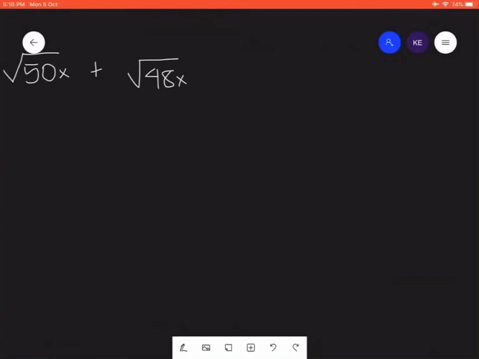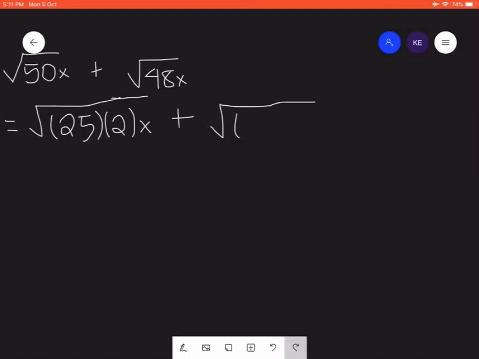We have square root of 50x plus square root of 48x. Okay, similar to the second example, we just think of two factors. One is a perfect square and one is not. So, two factors of 50, one is a perfect square and one's not. It's 25 and 2. Same thing goes to 48x. One is a perfect square, which is 16, but one is not, which is 2.